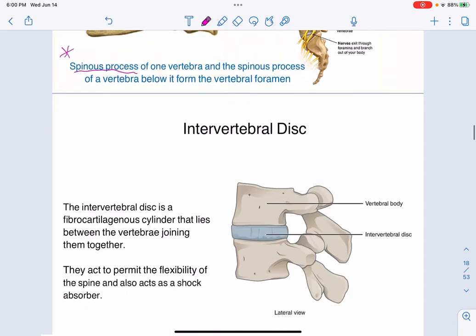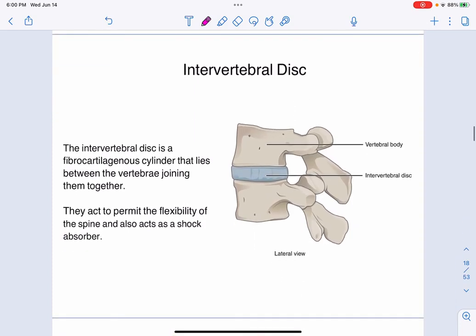All right, now let's talk a little bit about the intervertebral discs. So as I was mentioning, the intervertebral disc is fibrocartilage. So it's a cylinder that lies between the vertebrae, joining them together. And this allows for flexibility of the spine, and it also acts as a shock absorber.